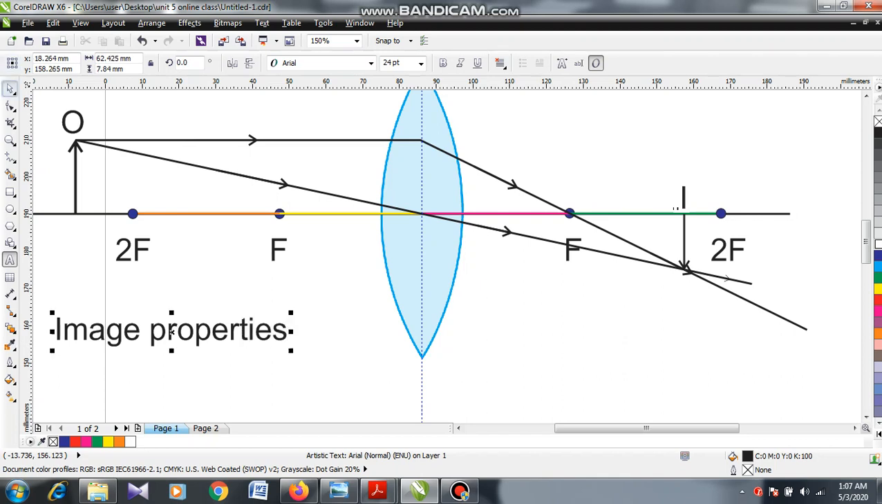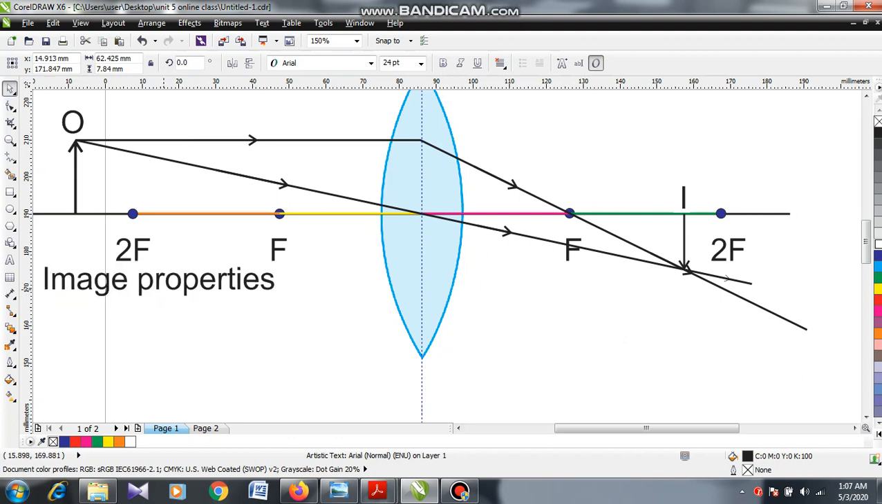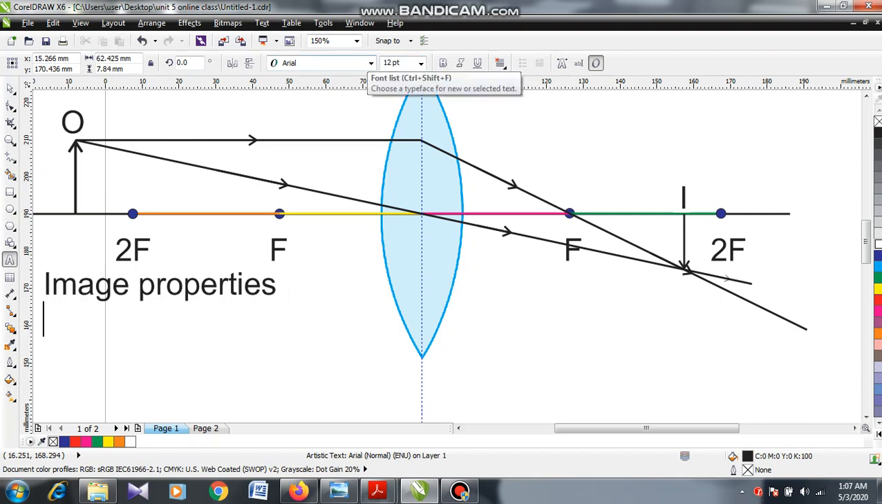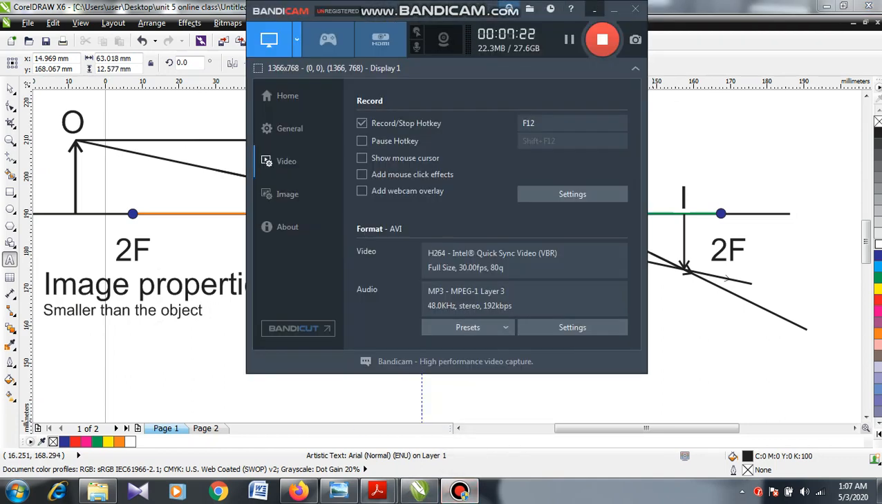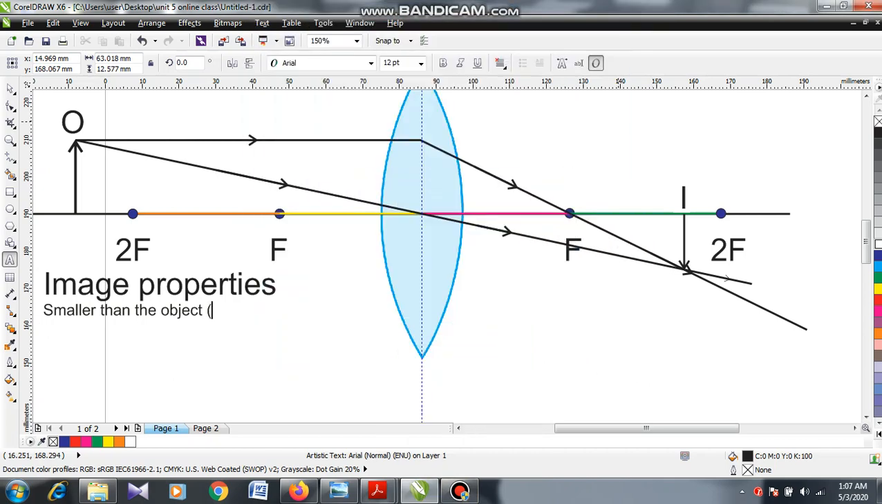So what are the image properties? First, it is smaller than the object. You can compare, it is smaller than the object, so you can call it diminished. Second image property, it is inverted. What do you mean by inverted? Upside down.